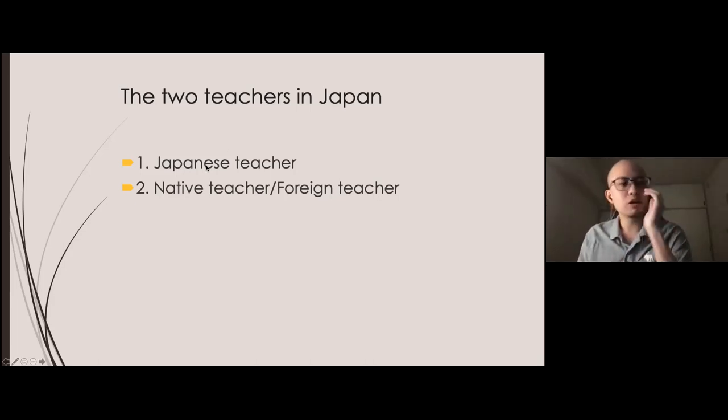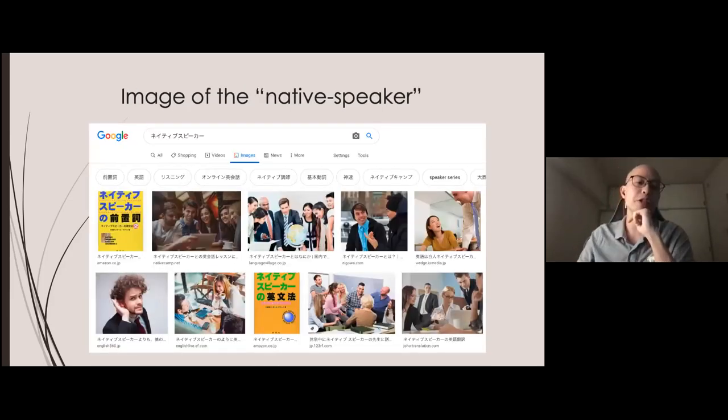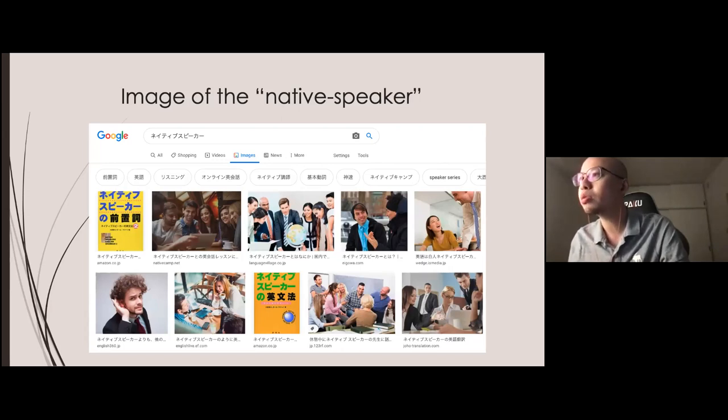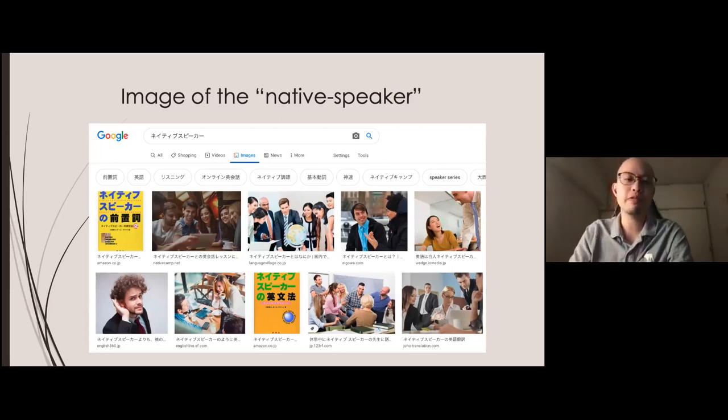I used to look into the mirror in the morning, sometimes before going to school, and I would say, Jackson, you don't look like what students expect you to look like. And that made me worry. Because if you just go to Google and type in Japanese native speaker, these are the pictures you will see. Mostly white people, some people of color, but I almost never see people of Asian descent. I don't see invisible foreigners when I look up native speakers.